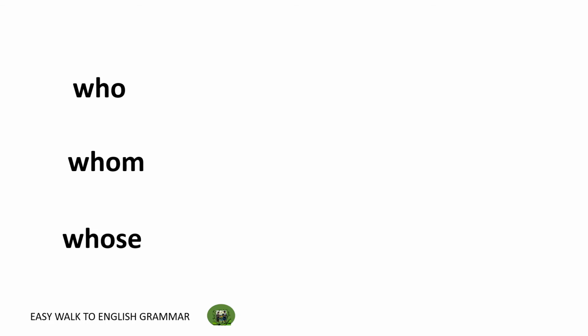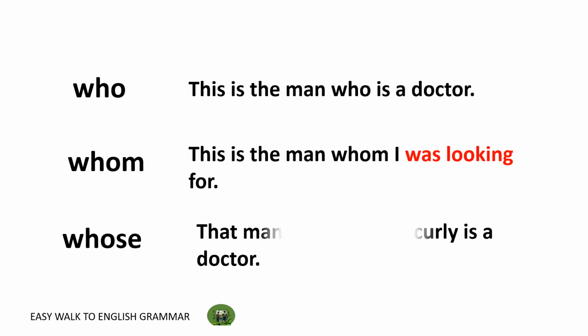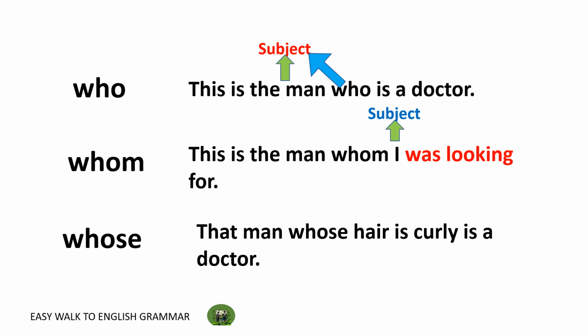Coming to this point, we can see three sentences on the screen. In the first sentence, we know the man is the subject and we can see who clearly refers to the subject. In the second sentence, this is the man whom I was looking for, I is the subject because I do the verb was looking and the man is the object in that sentence, and we can see whom clearly refers to the object. Coming to the third sentence, I think you need a bit more detailed explanation there.